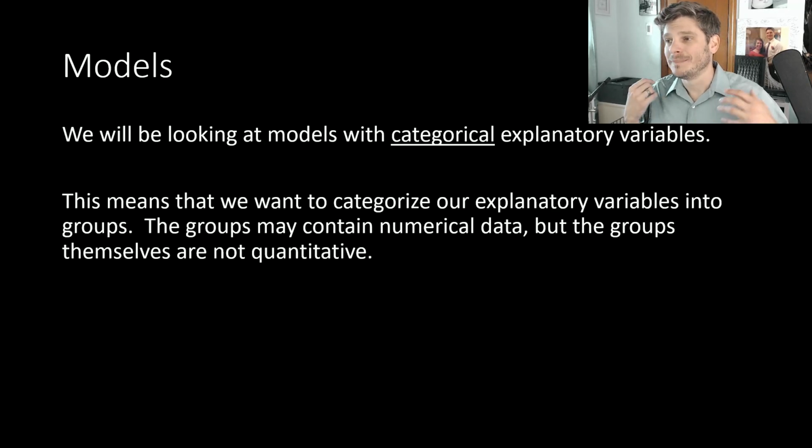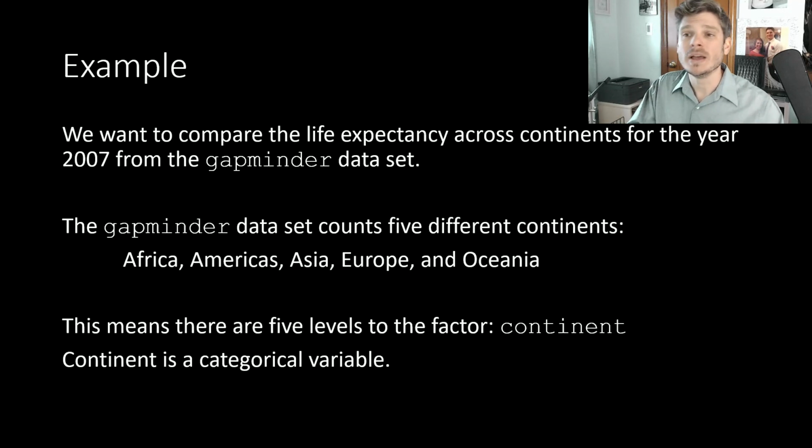So again, we have two types of variables. There's either categorical or quantitative, or numerical. So our categorical variables are basically variables that just aren't represented by numbers, or even if they are represented by numbers, there's no meaningful way to add and subtract those numbers as part of the variables. So what we want to do is, again, categorize our explanatory variables into groups. Now, those groups might contain numerical data themselves, but the groups are categorical in nature. So to explain what I mean, I think an example should help.